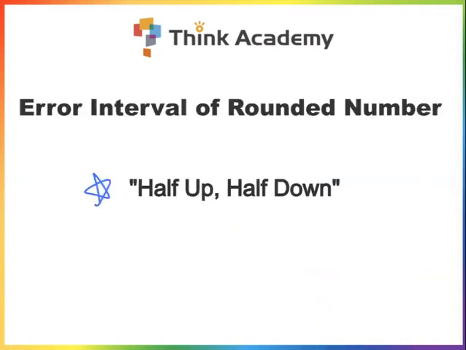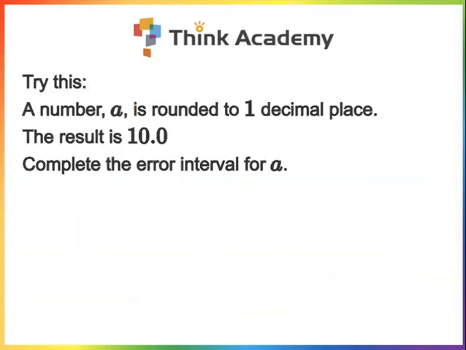Now let's just try to practice. I've prepared everyone a question. You can pause the video, have a try, and we'll talk about it. Here I have a number a rounded to 1 decimal place, and we have 10.0. Complete the error interval for a. If we follow the steps, half up, half down, we first find that half. To 1 decimal place means the degree of accuracy is 0.1. So you do a half times 0.1, that's 0.05.